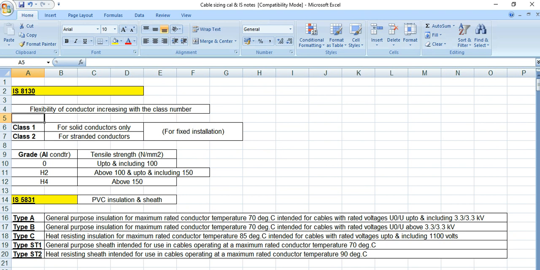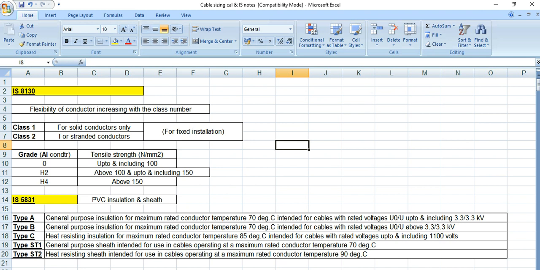This is related to cable conductor material. Flexibility of the conductor, as per IS 8130, is denoted by this class number. Flexibility of the conductor increases with the class number. For fixed installation, class 1 and class 2 are used.